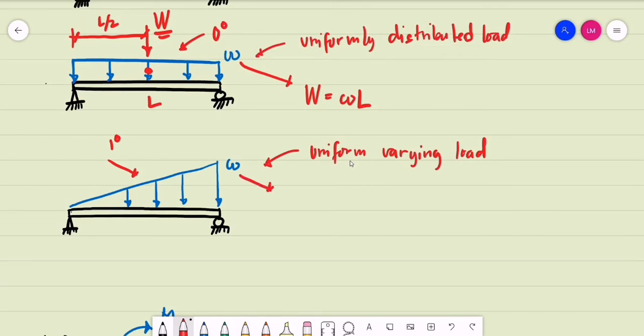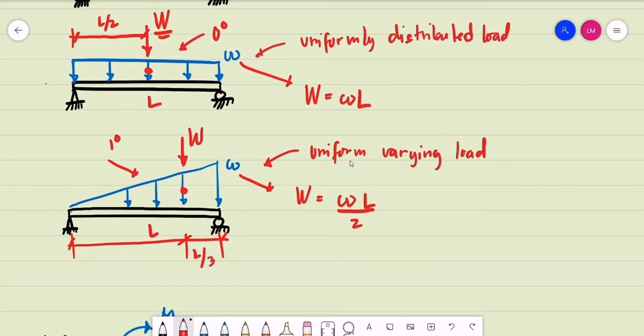How do we compute for its single equivalent force? Let's say capital W. This capital W will be equal to the uniform varying load multiplied by its span, that is multiplied by the length divided by 2. And it is assumed to be acting on the centroid of this triangular loading. So this distance is L over 3, while the distance from the left will be 2/3 of L.